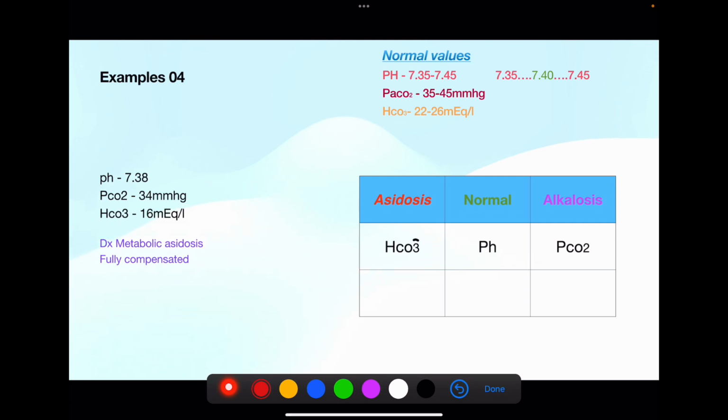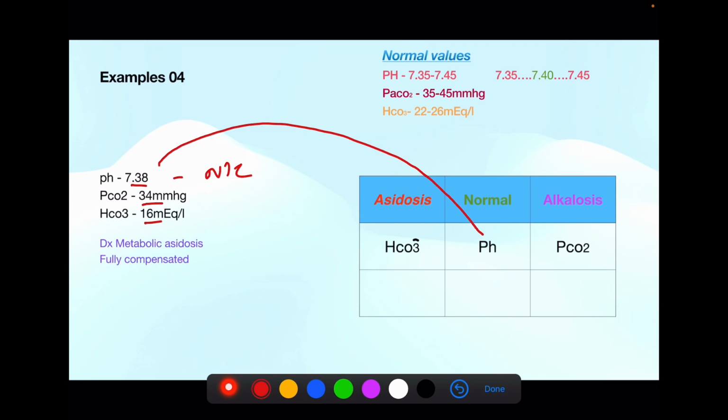Here, the fourth example: your pH is 7.38, your carbon dioxide is 34, and your bicarbonate is 16. Then we are going to put these values into our chart. Since the pH is 7.38, it belongs to the normal pH, so you put the pH into the normal column. Then what about PCO2? PCO2 is 34, and the usual normal PCO2 is 35 to 45. Less than 35 means you are definitely losing more carbon dioxide, which shifts the pH to the alkalosis side. That's why your PCO2 belongs to the alkalosis column.